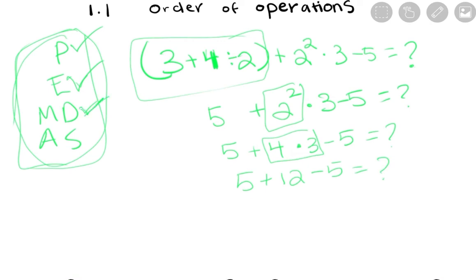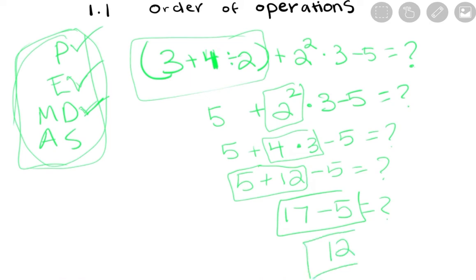Now the multiplication and division is done. We're going to go to addition and subtraction. Now in addition and subtraction, we can see there is addition and subtraction. But remember, we always work left to right. So what is next? We have to do addition first because it is first in the left to right pattern. So 5 plus 12 is 17 minus 5, which will equal what? And then lastly, we only have 17 minus 5 left. So it's going to be 12. So 12 is our final answer.